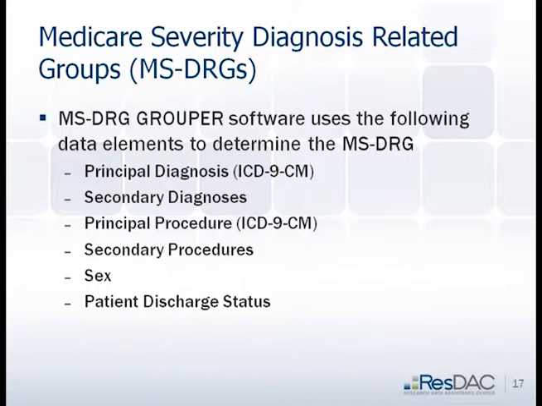The other 2 things that go into looking at the category of where a person fits into the MS-DRG is the patient sex and their discharge status. Did they die in the hospital or were they discharged alive?